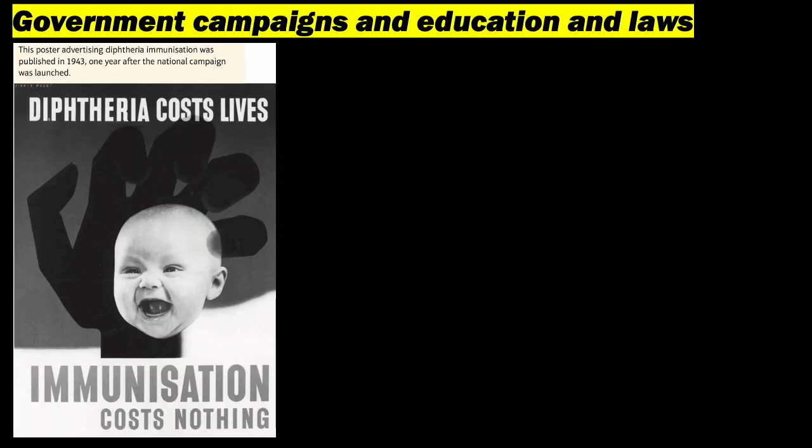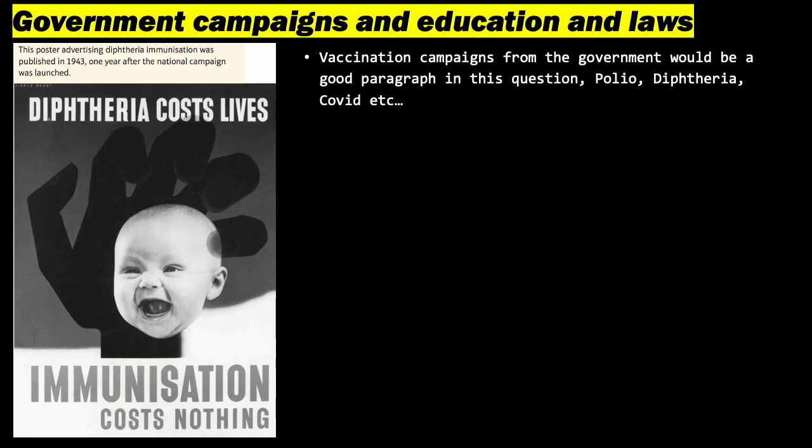All right, so another paragraph that you could have picked was the government campaigns and education and laws. So again, a massive paragraph, far too much for you to write everything about, but definitely enough to get you 3 examples. All right, so the vaccine campaigns from the government, you could talk about polio, diphtheria, and of course COVID. Our course says to today, so 1250 right up to today.